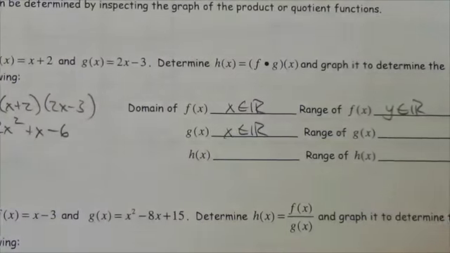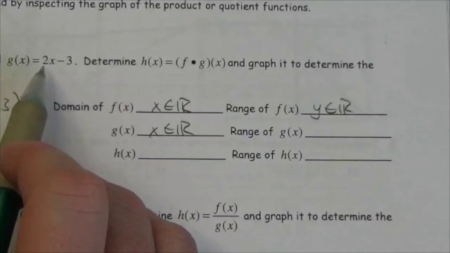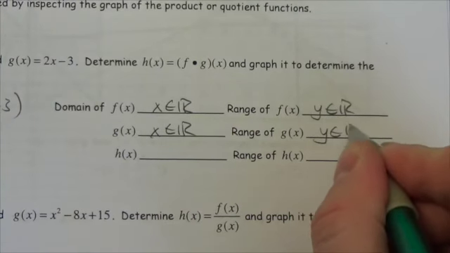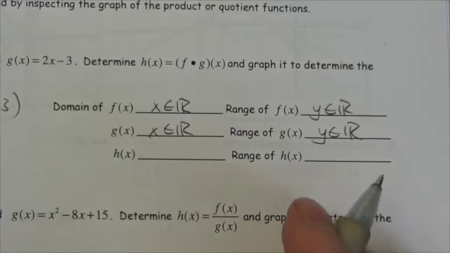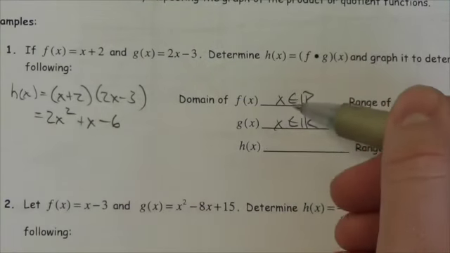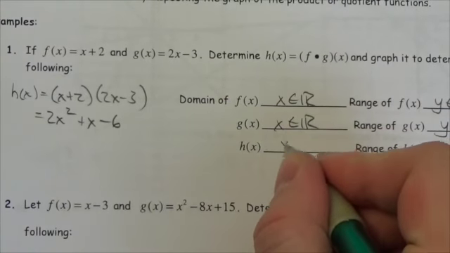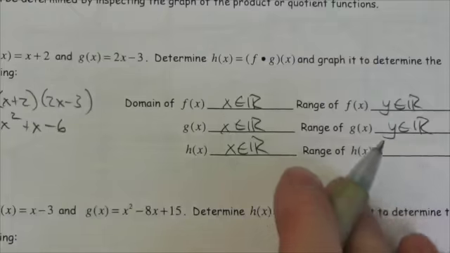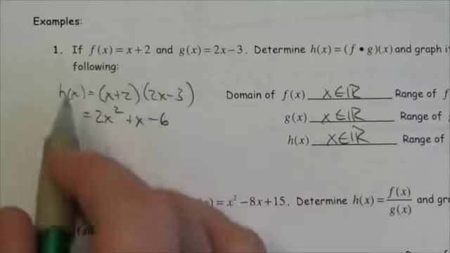Its range, again, because it's just a line with a slope of 2, y-intercept of negative 3, is going to be all reals. Now, the domain of h of x, because the domains of both of those are all reals, is going to mimic that. It's going to be all reals. However, the range isn't going to be. This is now a quadratic.